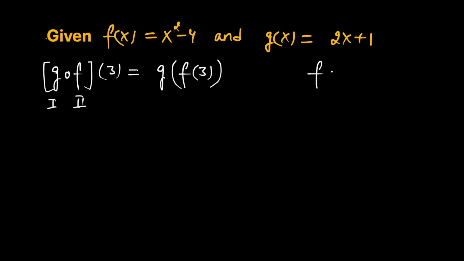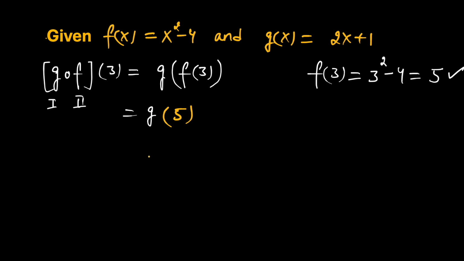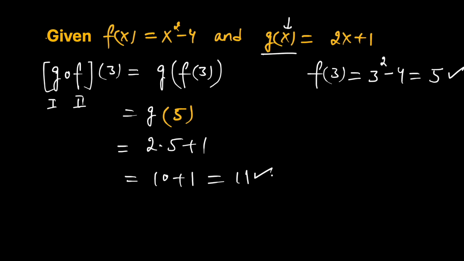And how do you find the value of f of 3? Simply in function f of x, replace x with 3. So it's going to be 3 squared minus 4, which is 9 minus 4, and it's 5. Next step, I'm going to replace this f of 3 with 5. And now we have to find the value of g of 5. Again, this is our g function. I see x here, I will replace it with 5. So it's going to be 2 times 5 plus 1, which is 10 plus 1, and it is 11. So this is the value of g of f of 3.